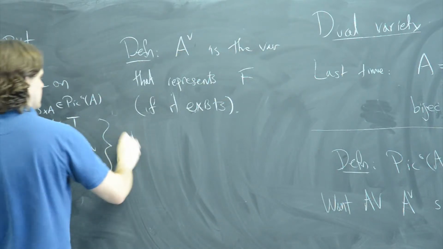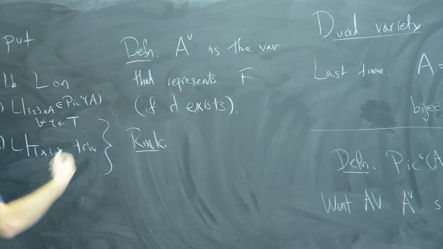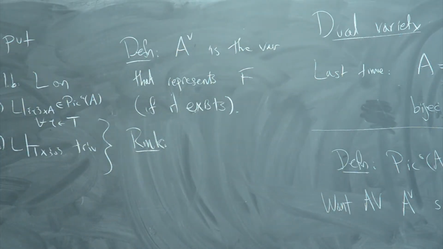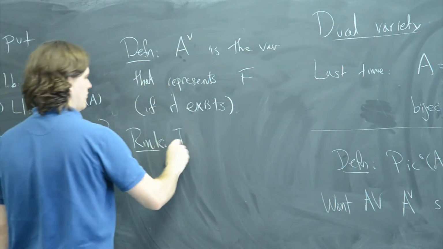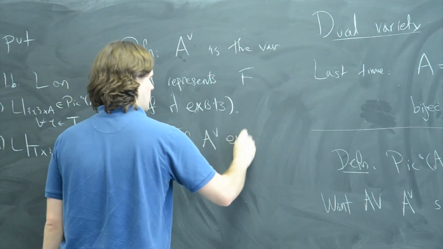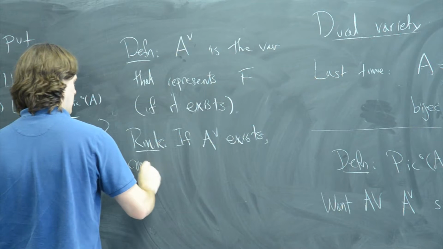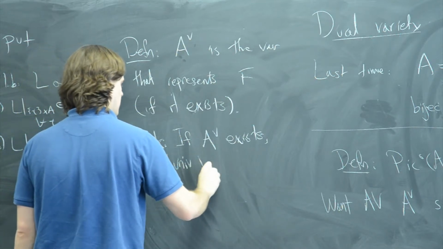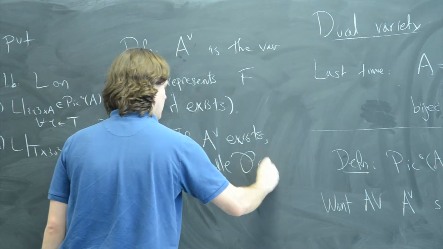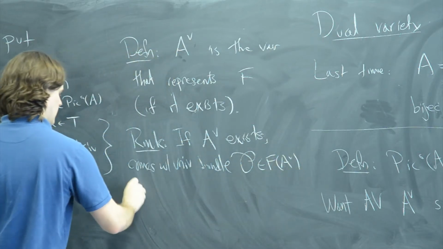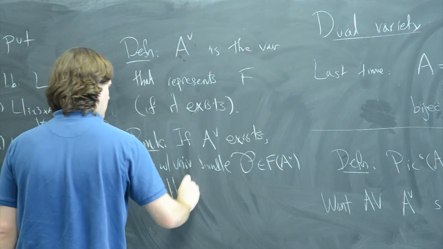And so something to notice, assuming that this variety exists, the way that representable functors work is it's not just an object that represents the functor, but an object and a universal object in the functor evaluated on the representative object. So if this functor is representable, then you actually have an object A dual and a universal object in F of A dual. So if A dual exists, it comes with a universal bundle P in here, i.e. a line bundle P on the product.